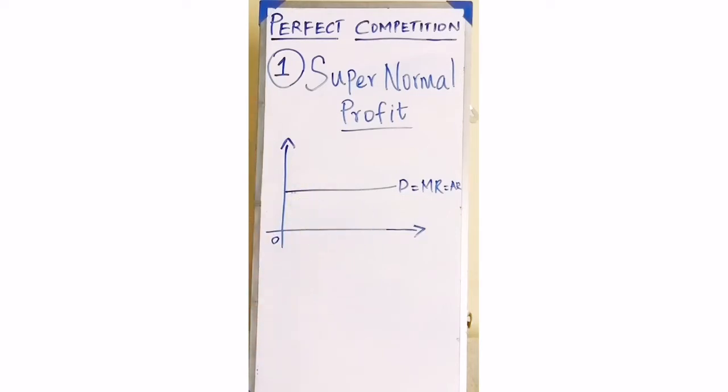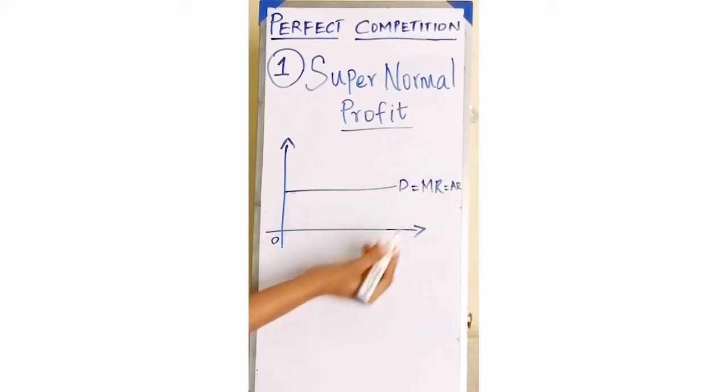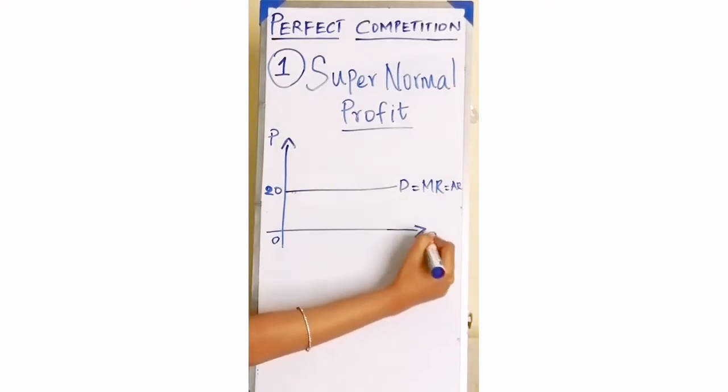First of all, we need to draw a normal graph with the demand curve. So it's a perfectly elastic demand curve where demand is equal to marginal revenue, AR. So we'll have a hypothetical price, which is here 20. Alright, the price is 20 in this market. So we have price and quantity here.